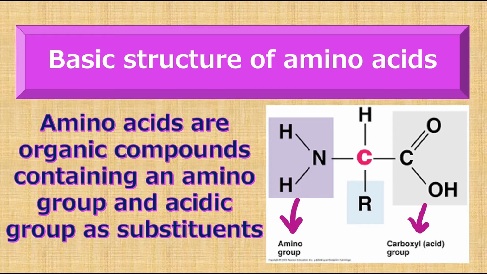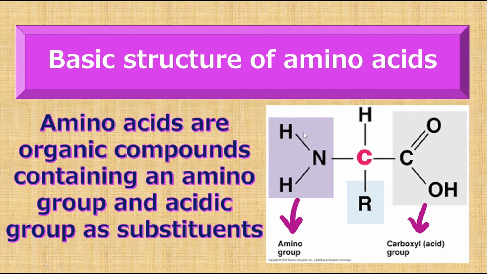Now this is the basic structure of amino acids. Amino acids are organic compounds. Organic means what, students? Organic means any compound which has carbon within it. And an amino acid is also organic. Why? Because it has carbon within it. So these are organic compounds containing an amino group.